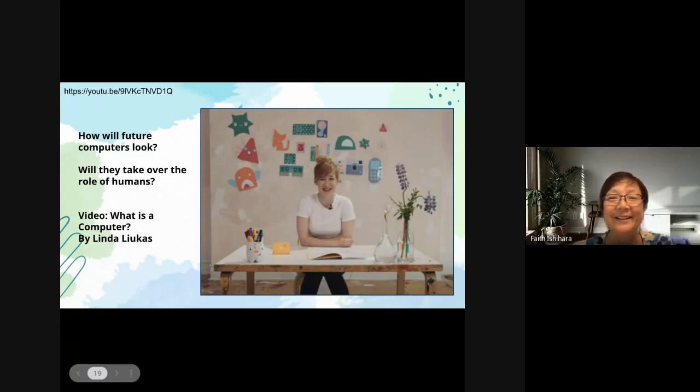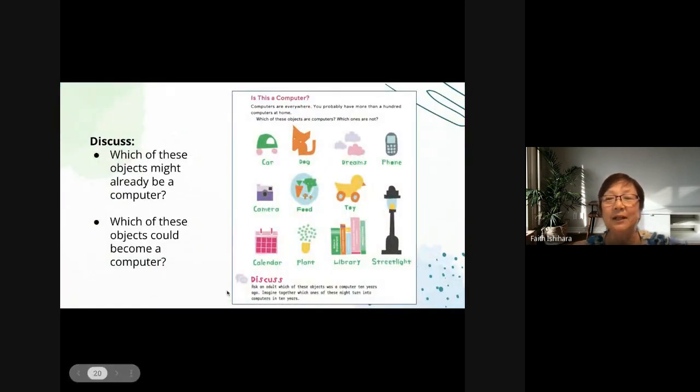Okay, so that was Linda Lucas talking about what computers could look like as we look into the future and our role with computers as humans. So you could have a discussion with your students about which of these were computers 10 years ago or could be today or even 10 years from now.